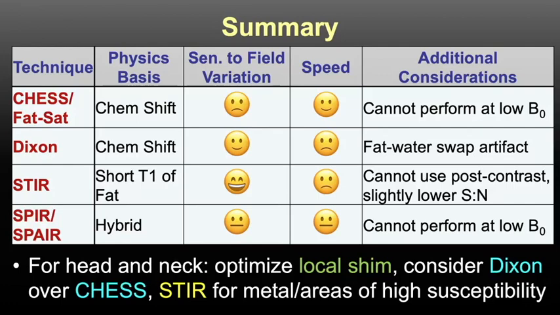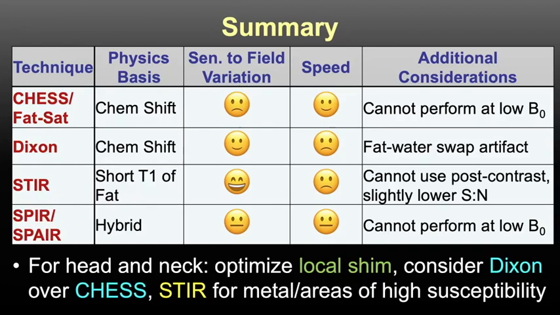Dixon techniques are relatively less sensitive to field variations, but it tends to be a little bit slower, and it can generate this fat-water swap artifact. So you want to be able to recognize that and hopefully have your technologist send you both the pure water and the pure fat images for Dixon so that you can problem solve if you do run into this artifact.